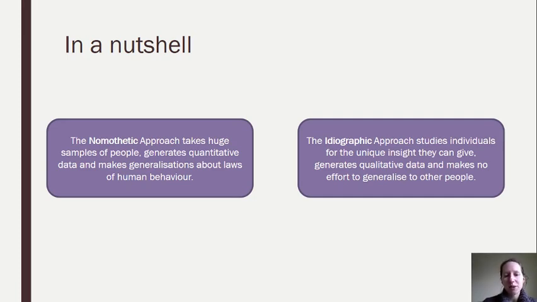is the nomothetic approach takes huge samples of people, generates quantitative data, makes generalizations about laws of human behaviour. On the other hand, the idiographic approach studies individuals, looking for unique insight, what their subjective experience is. They generate qualitative data from things like case studies, and they make no effort to generalise to other people. So you can see those are the key differences between the two approaches before we start.